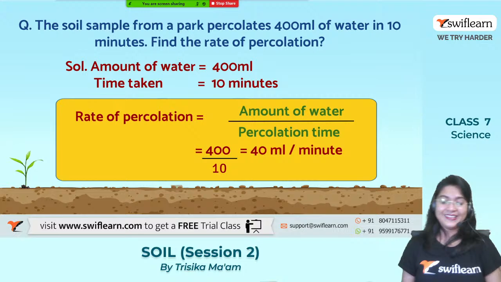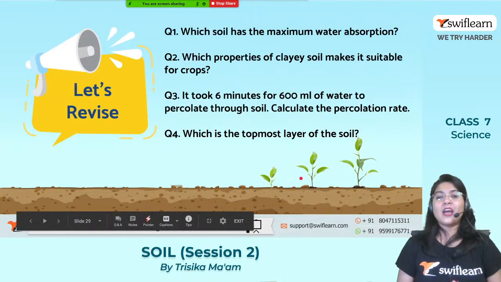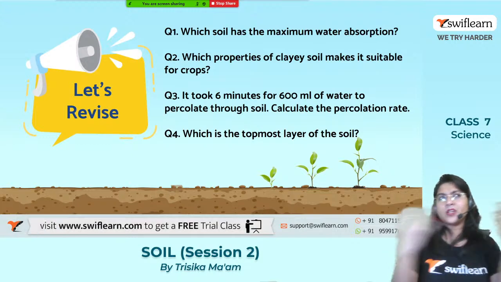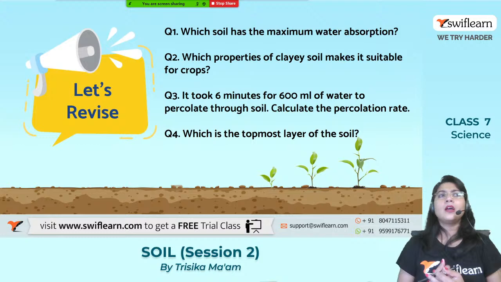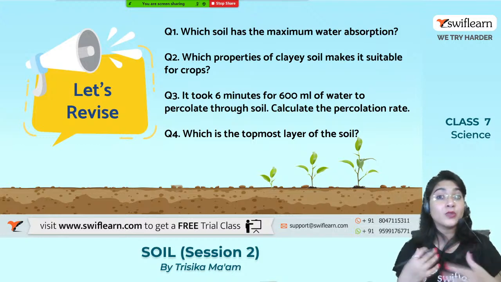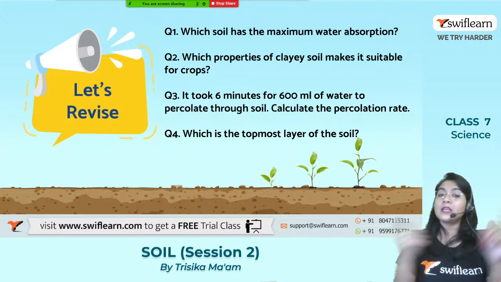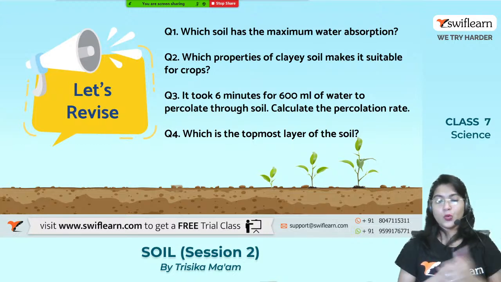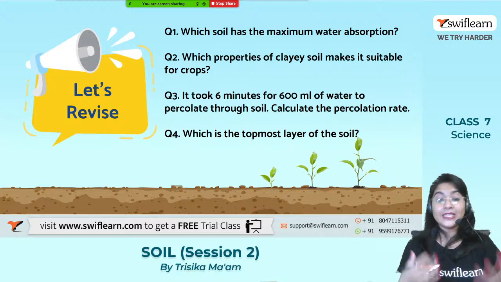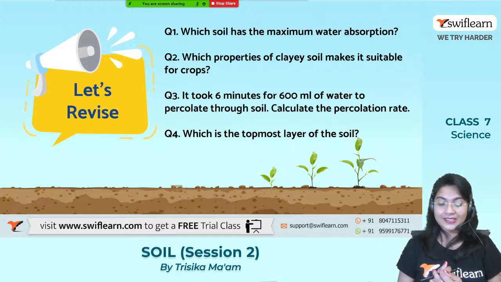Yes. Okay. Now, I guess you have already got an idea what is percolation rate, and the different types of soil, the various properties of the three main types of soil, that is the clay soil, loamy soil, and the sandy soil, right? So, let us now quickly discuss some of the question answers. Fine.